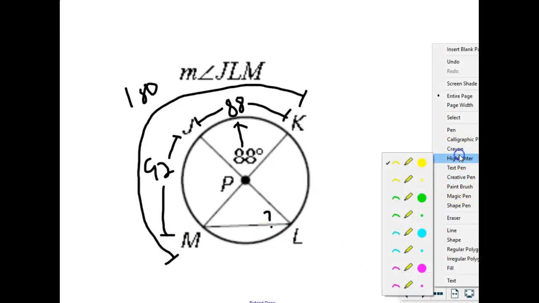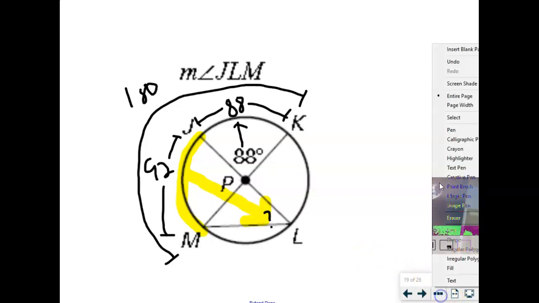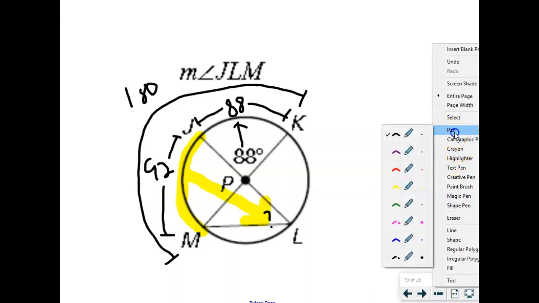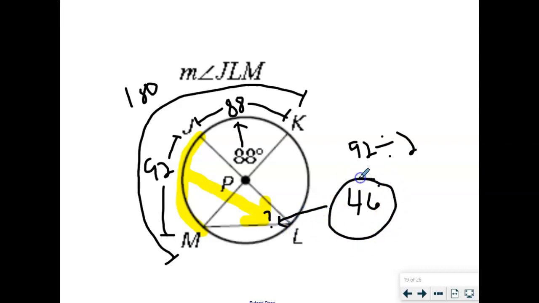Alright, now, what is this going to? Let me get my highlighter. So, here is my arc, JM, and notice that it's going down here to angle JLM is where I need. And so remember, you have to take your arc, divide it by 2, and that will give you 46 degrees. And this will be angle JLM. Alright, next example.